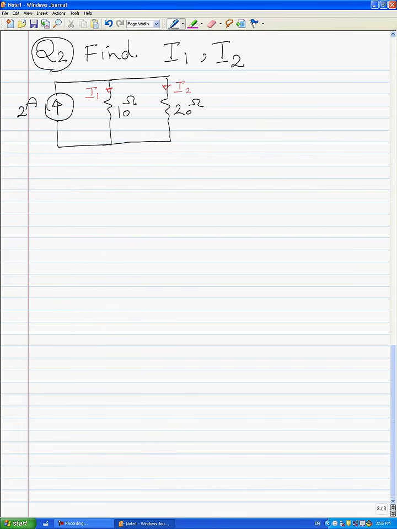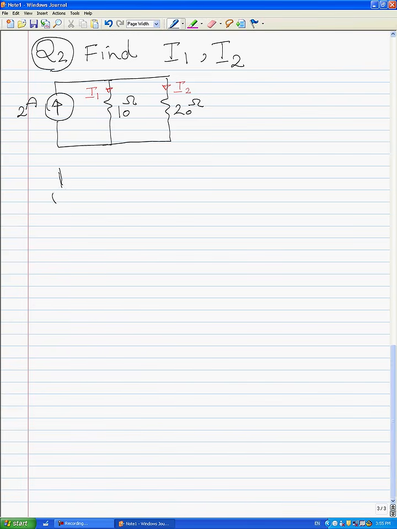Again, to solve this question, we have 2 options. Option 1 is to use Ohm's law, and option 2 is to use the divided current rule, which is very important to apply for any circuit. Let me explain the divided current rule.